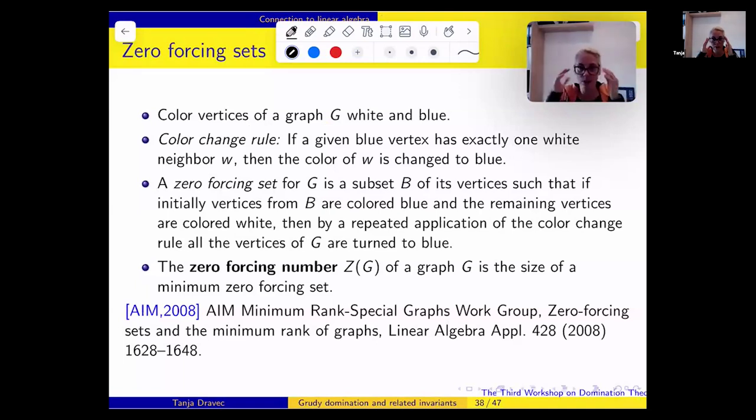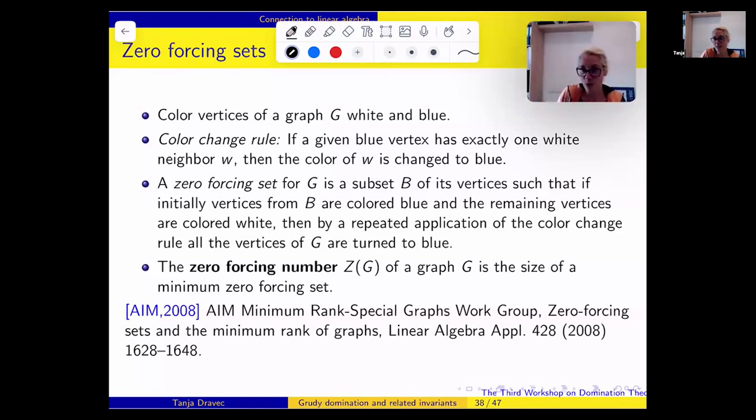Maybe these Grundy invariants were studied also in many other graph classes, so in interval graphs, in co-graphs, in some graphs obtained from some decompositions of P4 tidy graphs, in graph products, Kneser graphs, and many others. Okay, I will not go into details here.